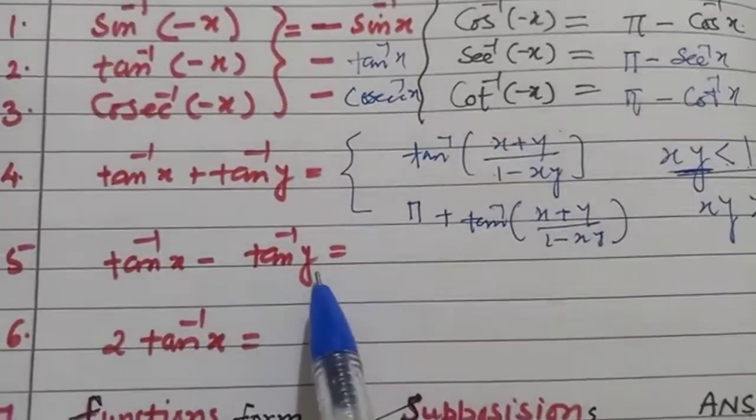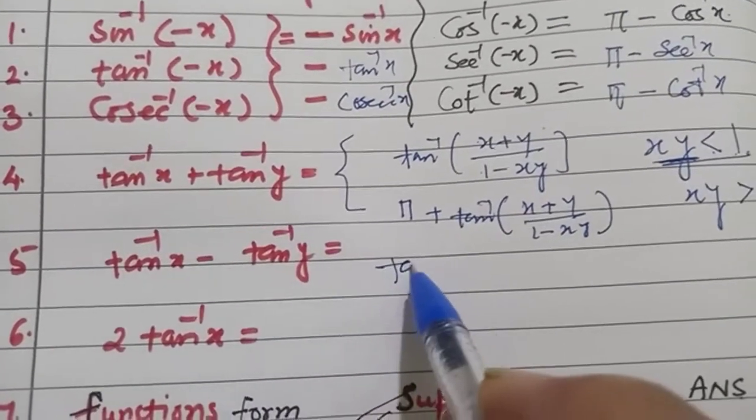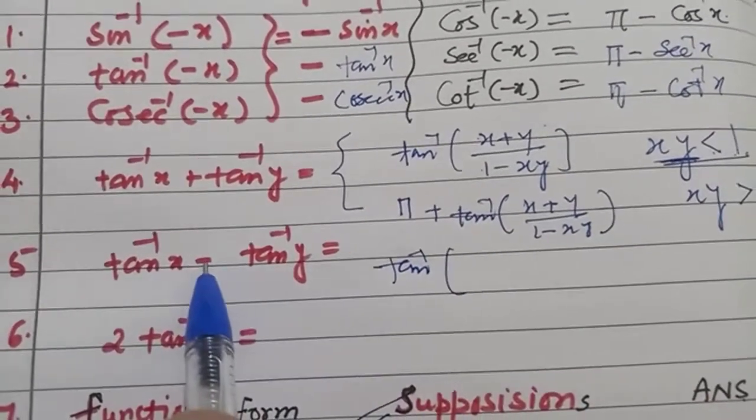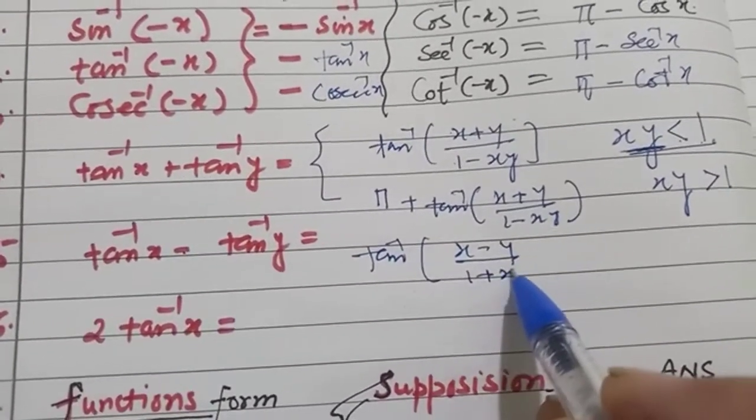Now we come to the fifth result. What is tan inverse x minus tan inverse y? It is tan inverse, because the minus sign is here, so it's going to be (x minus y) over (1 plus xy).